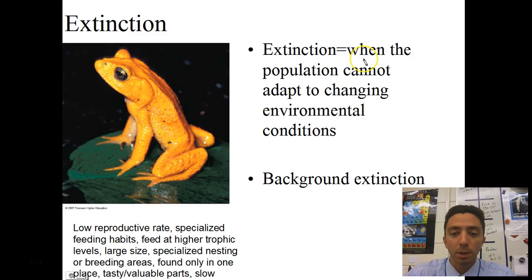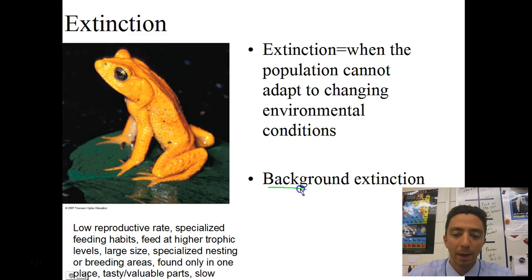Definition of extinction for us is going to be when the population cannot adapt to changing environmental conditions. So eventually something in the environment might change. Maybe it's the temperature, maybe it's the amount of precipitation, maybe it's the amount of prey available. Something is changing in the environment and the species is unable to adapt. In time, their population will die out and we won't see them anymore.